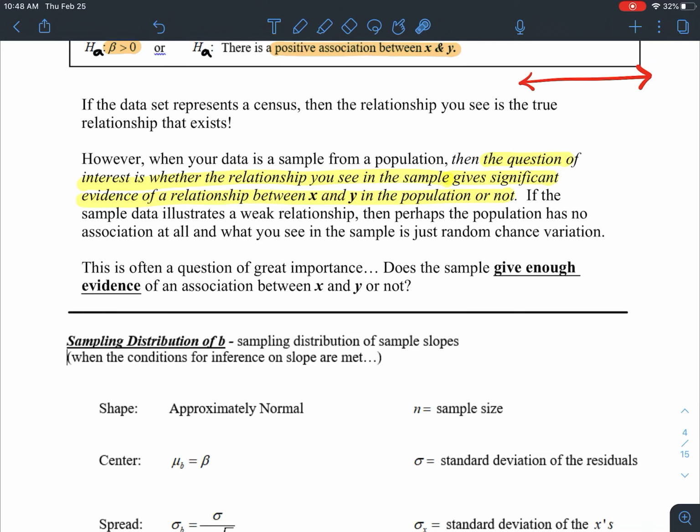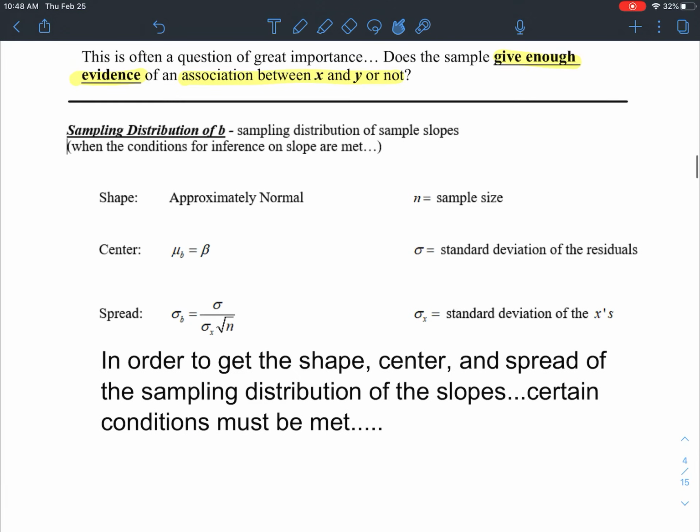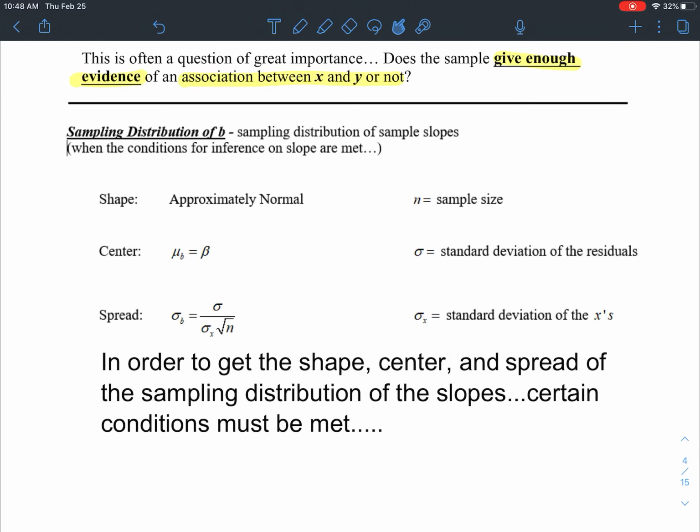Because sometimes what you're seeing in the sample is really just a very weak relationship between X and Y. And it might just mean that the population really doesn't have any association at all between the two variables. And so what you're seeing in the sample is just because of random chance variation in the points that you happen to randomly have selected from the population. So it's a really important question to ask, is the evidence that we're seeing strong enough to show that there truly is some type of relationship or association between X and Y values?